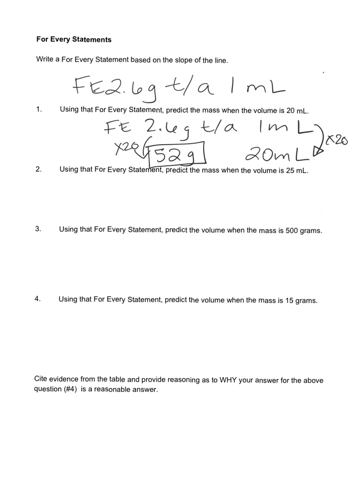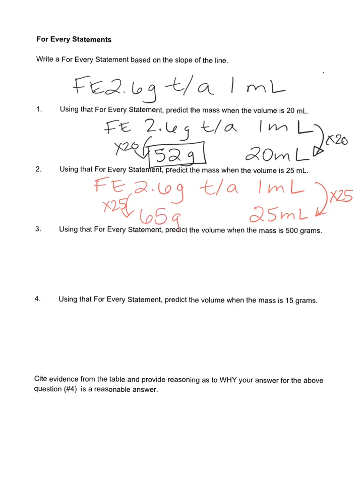Next problem, I'm going to do the exact same starting point. I write my for every statement. For every 2.6 grams, there is 1 milliliter. For volume, I line up milliliters with milliliters, so I line up 25 milliliters here. To go from 1 to 25, I'm going to multiply by 25. To be the same, I have to multiply here by 25. In my calculator, 2.6 times 25 gives me 65 grams. So my answer for the second one is 65 grams.